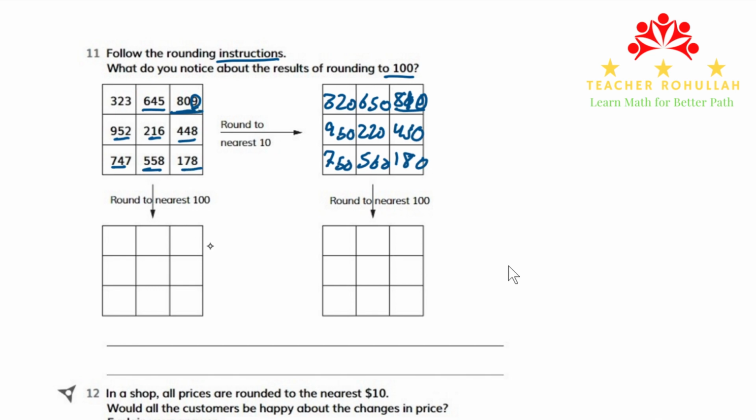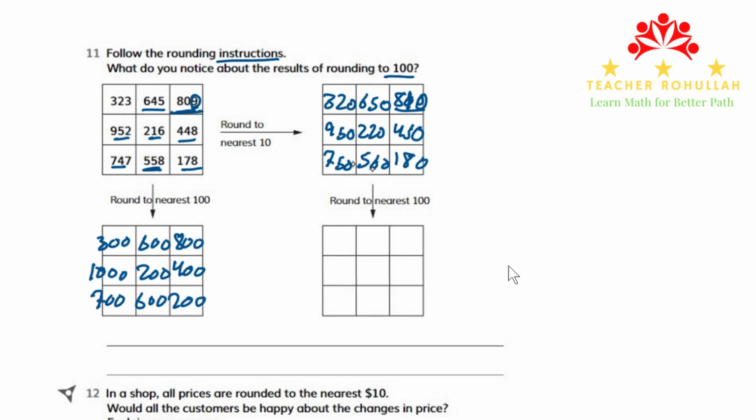Let's now round these numbers to the nearest 100. So 809 rounds to 800 to the nearest 100. 645 rounds to 600, and 323 rounds to 300. 448 rounds to 400. 216 rounds to 200. 952 rounds to 1000. 178 rounds to 200. 558 rounds to 600, and 747 rounds to 700.